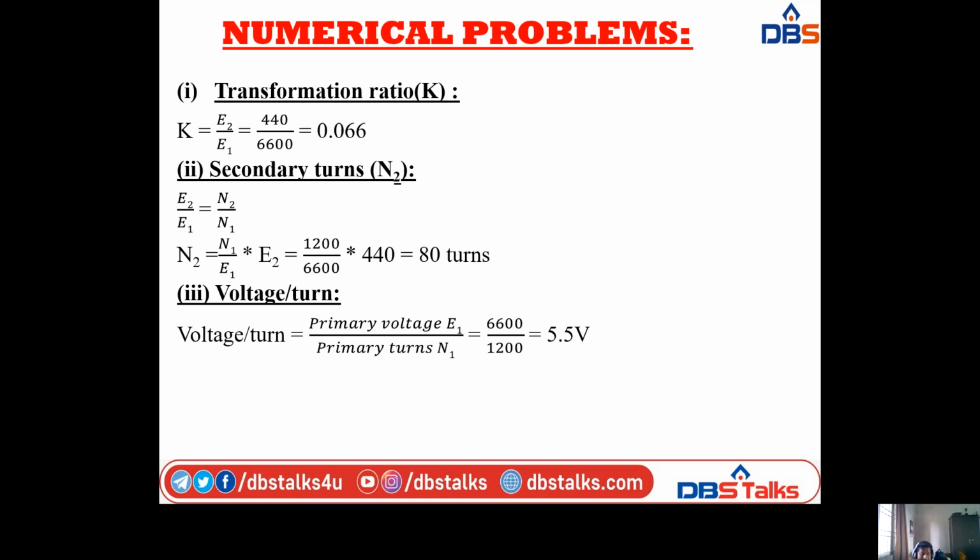Next, the third one, voltage per turn. Voltage is nothing but the EMF induced, that is primary voltage E1 divided by the primary turns. If you go for the secondary induced EMF, then divide by the secondary turns N2. So voltage per turn is nothing but E1 by N1. We know the E1 value 6600 by N1 1200, that is equal to 5.5 volts.